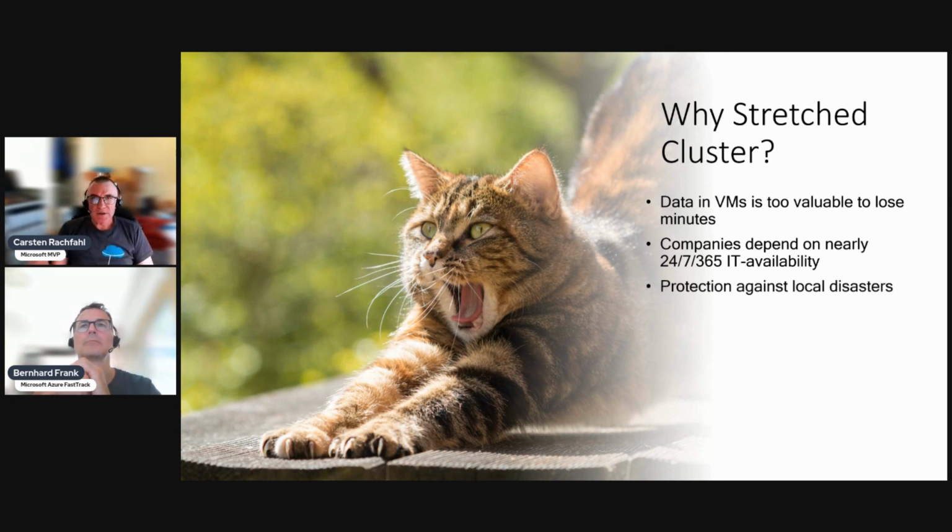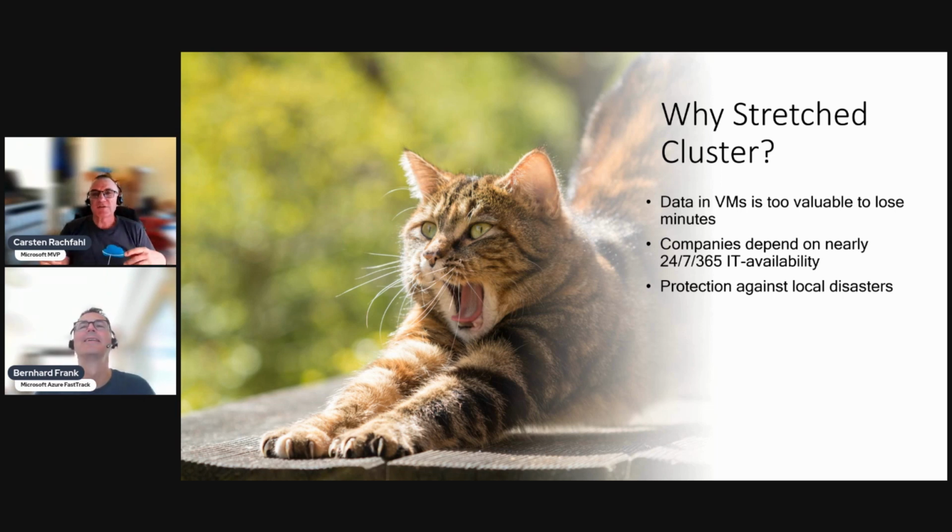So a stretch cluster can protect us against a local disaster. And now there are different kinds of local disaster. For example, in Germany, a local disaster would be a fire in a building. Normally, we don't have fire that spreads over large regions, or we don't have earthquakes here. We don't have volcanoes in Germany, at least. In Europe, there are some.